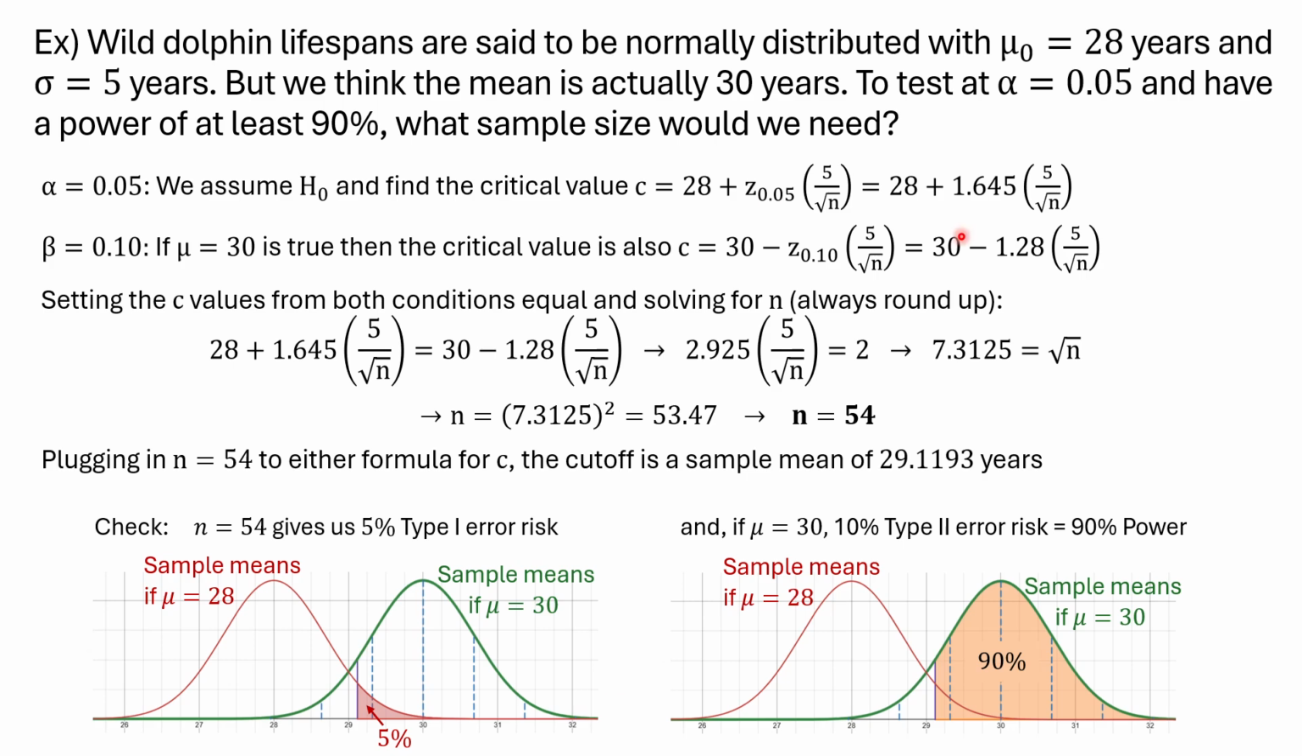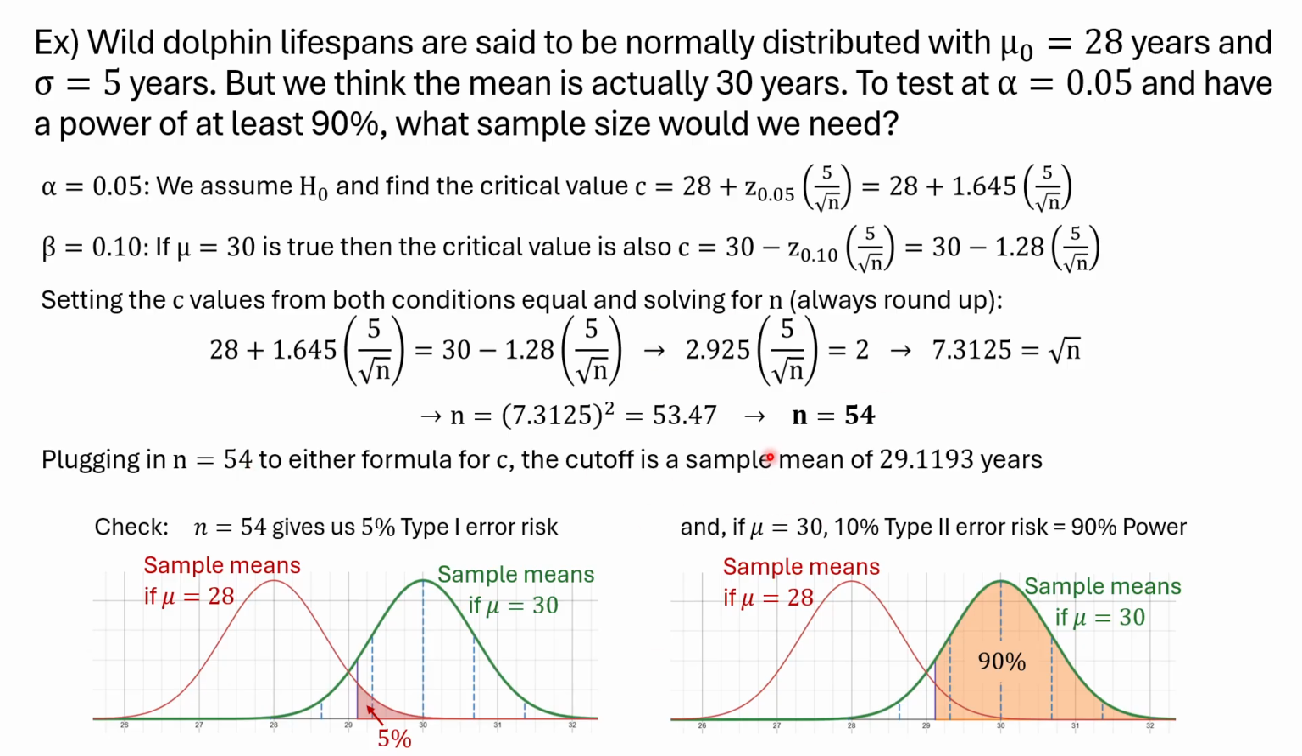So just to quickly review what we did, we found a cutoff point C that if the true mean were 28, 5% of the area would be above it, 5% of the sample means we would get with a sample size 54 would be above it. We found that 54 specifically to give us that 5%. We also found C such that if the true mean were 30, 90% of the area would be above that value. So we would be rejecting the null hypothesis 90% of the time. That's the second condition. We also found the n needed for that. Together, we found the conditions that are met, both of them, for n is equal to 54.